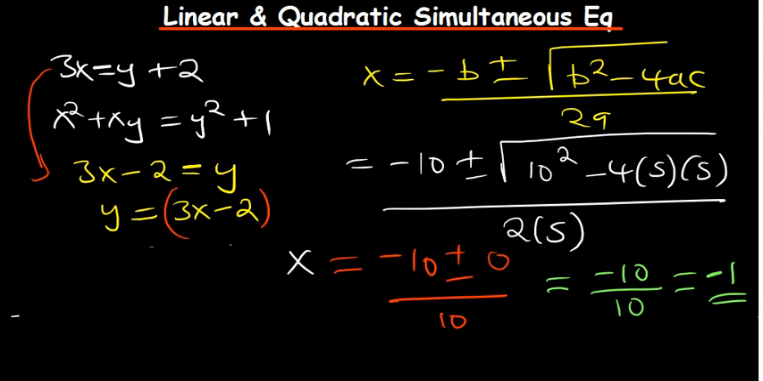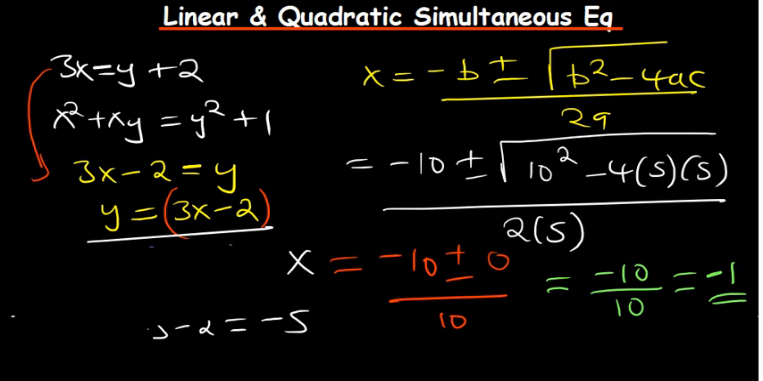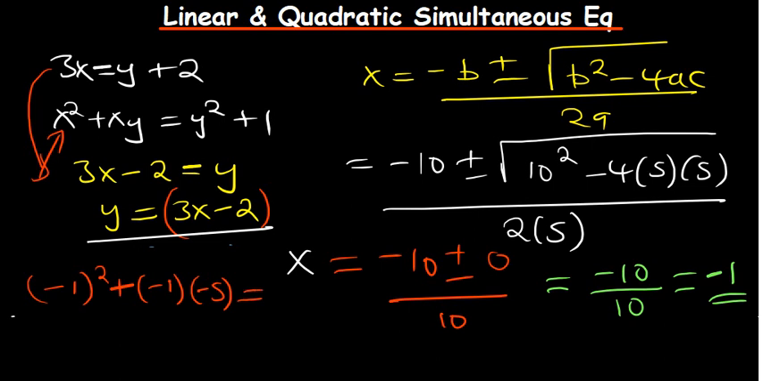Let's find now the value of y. I'll substitute: y is equal to, wherever there's x, I'm going to put negative 1. So we have negative 3 minus 2, which gives us negative 5. Let's substitute in the other equation. Our y has been found to be negative 5, and our x is negative 1, so negative 1 squared. And then the other side we've got negative 5 squared plus 1, which of course is not true. Why have I missed it? After redoing the video, I'm making mistakes again.